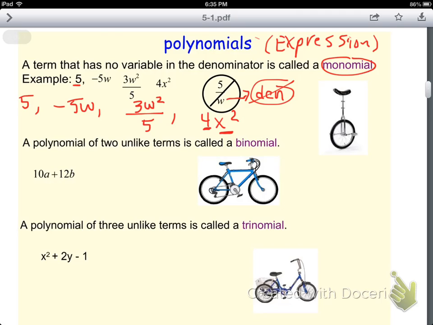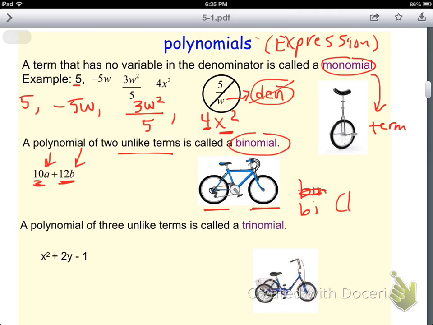Okay. A binomial is a polynomial with 2 unlike terms. So these 2 terms are unlike because that has an a and this has a b. So I can't add them together. So they end up being 2 terms. Another name for a monomial is a term. Okay, so a binomial is 2 monomials, right? So that's why bi means 2.